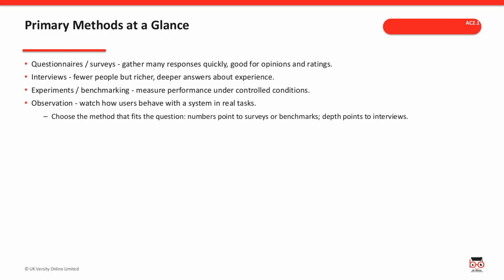Let's glance at the main primary methods. Questionnaires and surveys gather lots of responses quickly and suit opinions and ratings. Interviews reach fewer people, but give richer, deeper answers about their experience. Experiments and benchmarking measure performance under controlled conditions, and observation lets you watch how users actually behave with a system. The trick is to match the method to the question. Numbers point you to surveys or benchmarks, and depth points you to interviews.